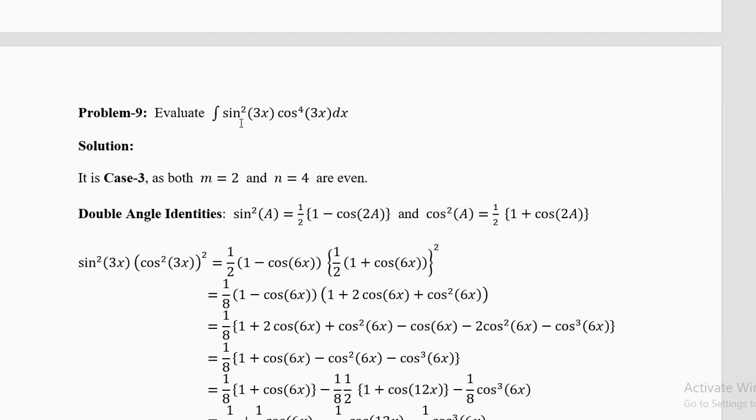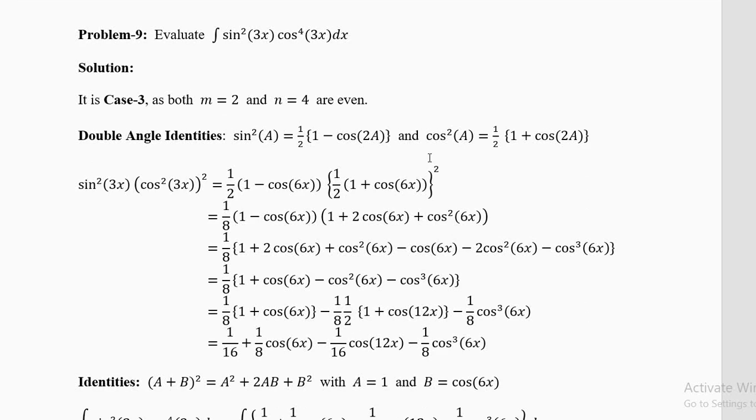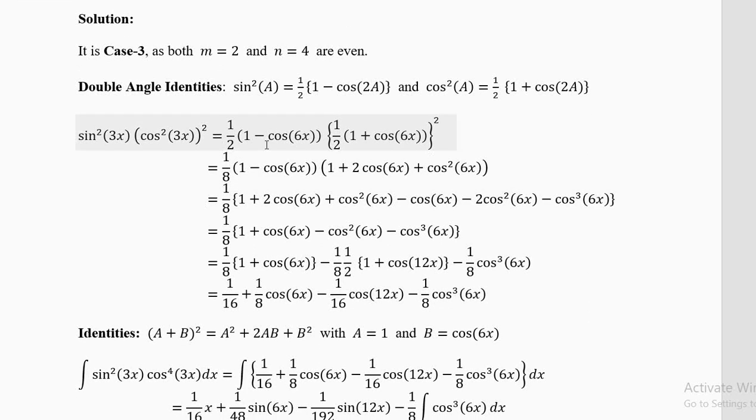Next question. Evaluate sine square 3x into cosine power 4 3x. Now again both are even, so we have to use the double angle identities. Now sine square will be half of 1 minus cosine 6x, double the angle, 3 into 2 is 6. Now the next bracket is half of 1 plus cosine 6x whole square. Because you have cos power 4 is cos square whole power 2. Now half into 1 minus cos 6x into this.